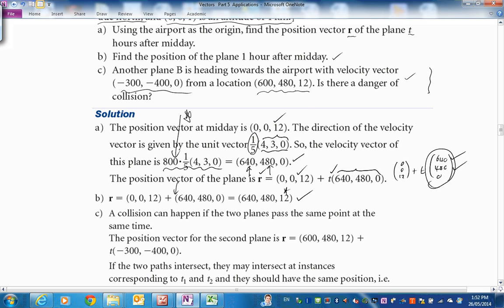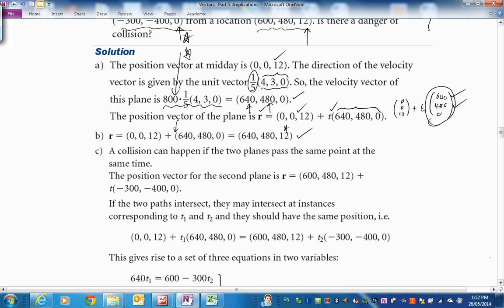So it's also, notice this, 12 kilometres above the ground, and that part of the velocity is not changing. In other words, it's travelling at an altitude of 12 kilometres with no change in the height part of its velocity vector. It's going to stay at 12. So let's have a look at its position vector. R is its position now, which should be 600, 480 and 12.